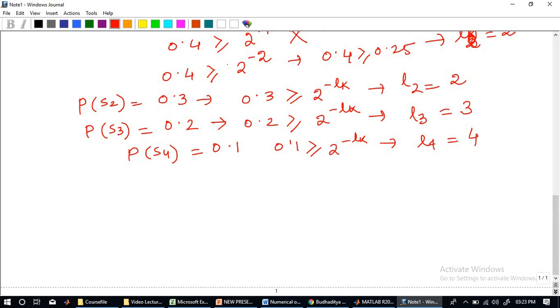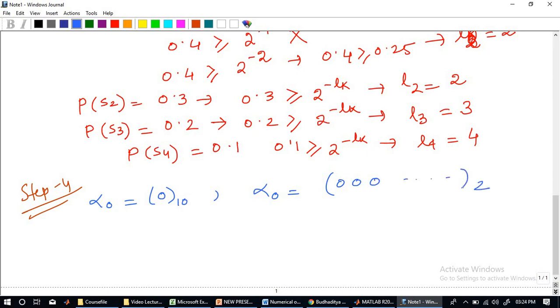Now the fourth step. What was mentioned in the fourth step? The fourth step was to expand the decimal numbers of alpha in binary form to LK places. So what we are going to do is convert decimal to binary. So let's take step 4. Alpha naught is 0. So we'll convert that to binary, which happens to be the same, all zeros.